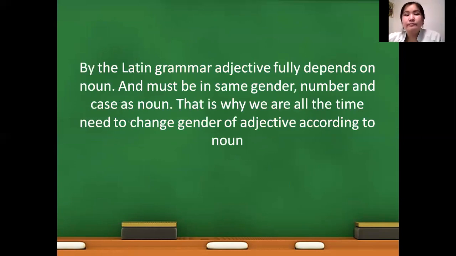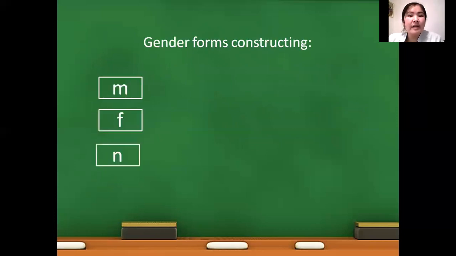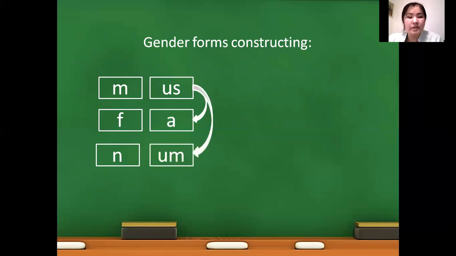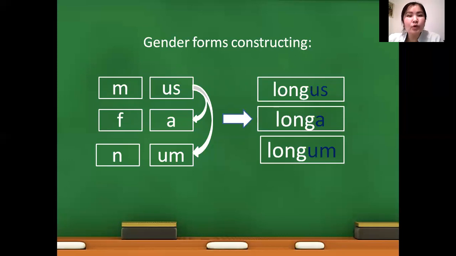So, by Latin grammar, an adjective fully depends on the noun and must be used in the same gender, number, and case as the noun. That is why we all the time need to change the gender of the adjective according to the noun. Let's see how to construct these gender forms. If an adjective has the ending us in masculinum form, for constructing femininum, us we change to a ending. For constructing neutrum, us we change to the ending um. For example, longus. Us we change to a, longa, femininum form. Us we change to um, longum, neutrum form.